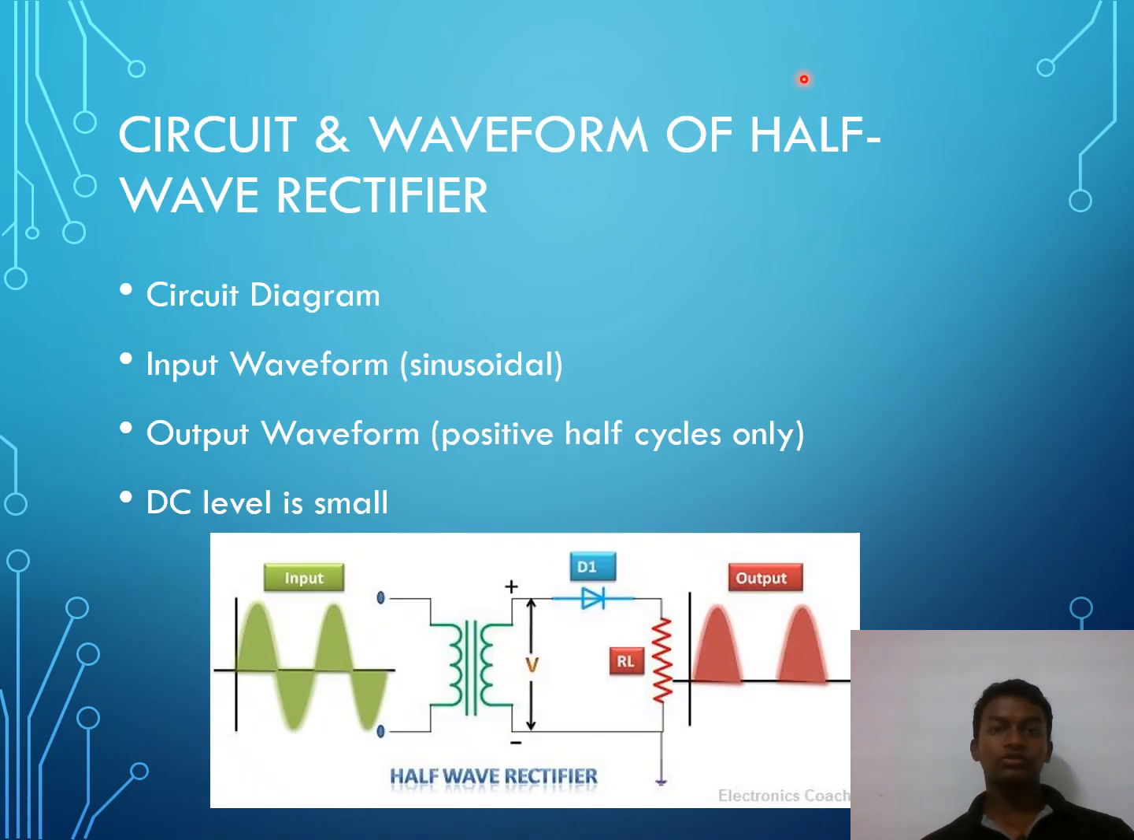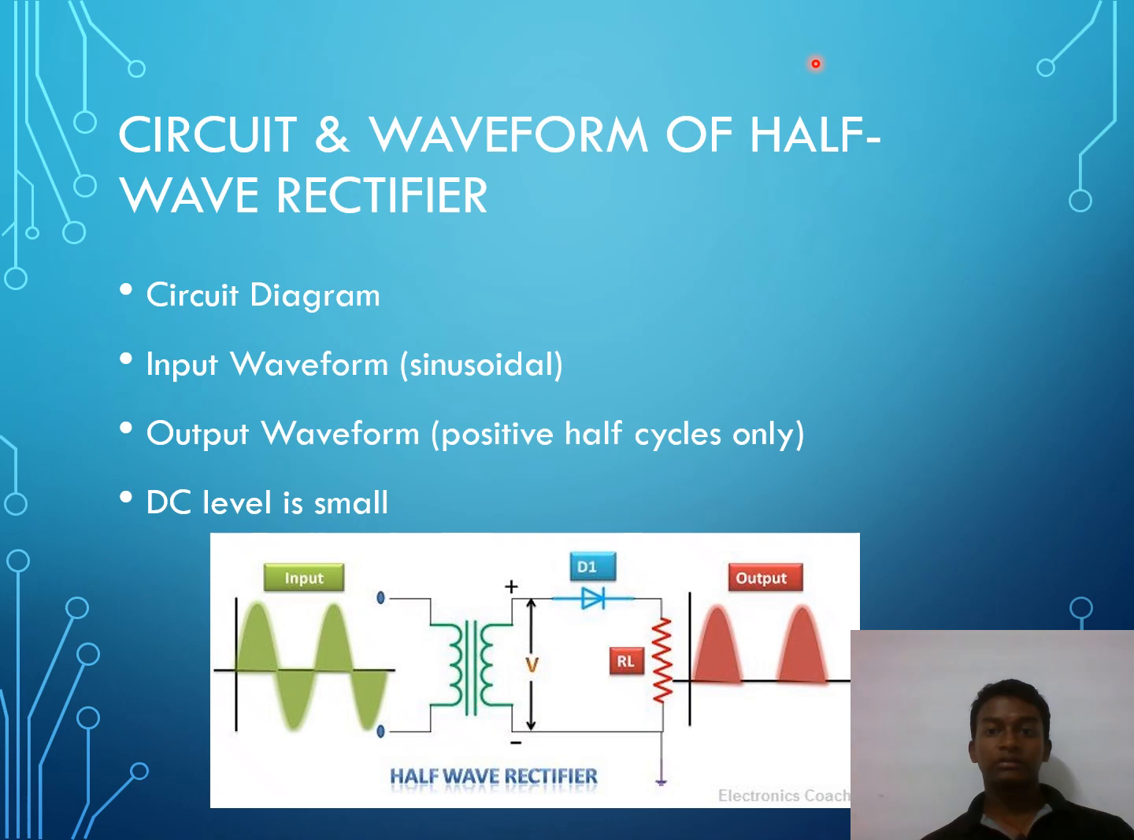This slide shows the circuit diagram of a half-wave rectifier. When the diode is forward biased, it acts as a short circuit. When it is reverse biased, it acts as an open circuit. This is because of the connection architecture of the circuit. The anode terminal of the diode is connected to the secondary of the transformer, and the cathode terminal of the diode is connected to the load resistor.